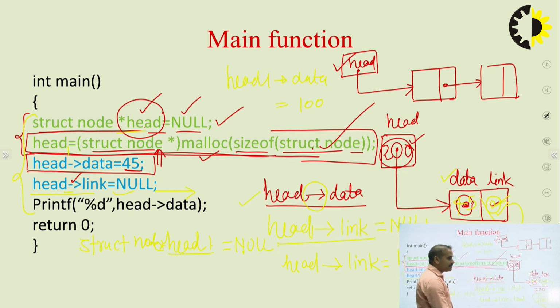By using such a method, we can create any number of nodes one by one sequentially. And this is all the basics of a linked list.